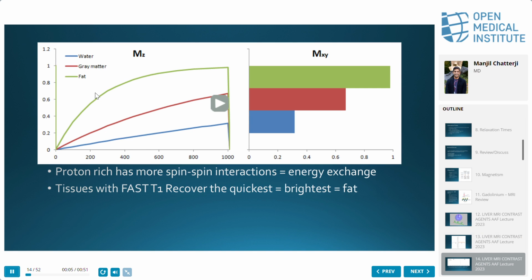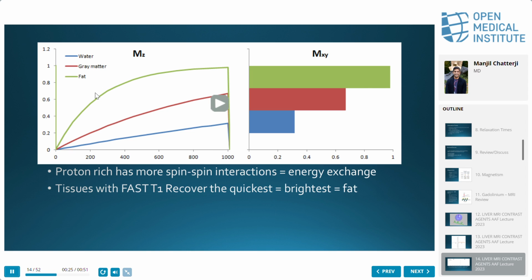So this is another way of looking at it. MZ, this is the z-axis, right? And so we start at 0. And then MXY is signal. So at 0, this is the time it takes to return back to the z-axis. So we've got fat, we've got gray matter, and we've got water.